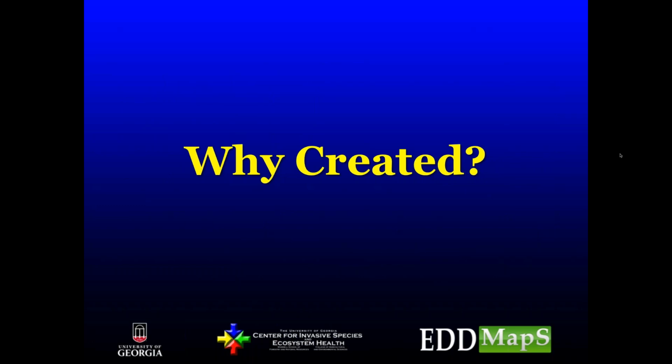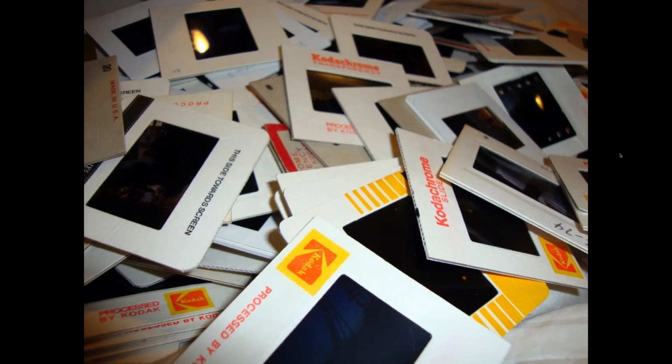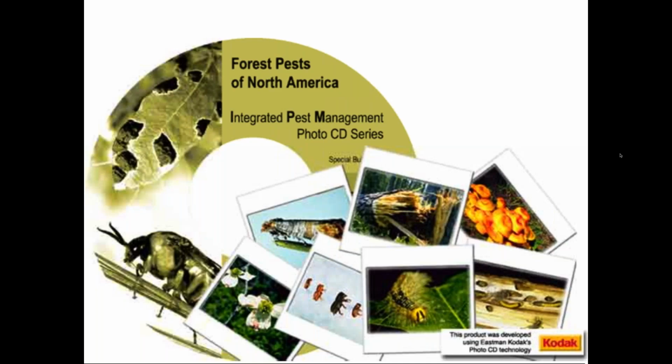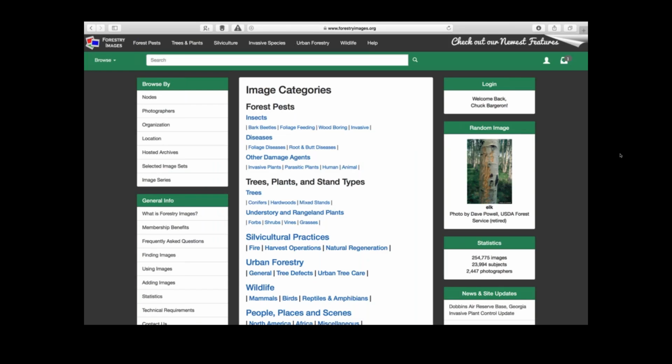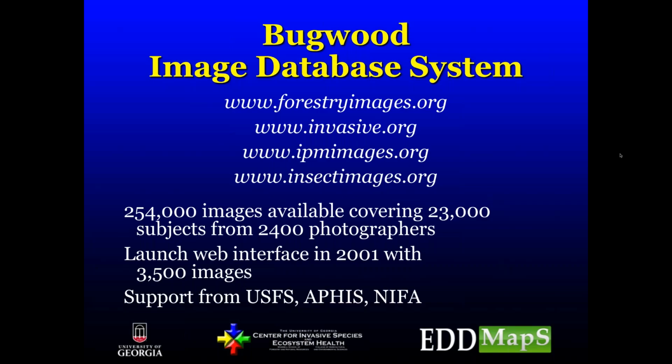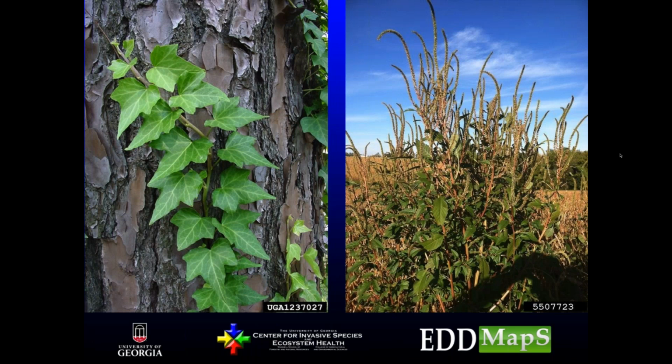So EDDMaps was created starting back in 2005. Our group, Bugwood at the University of Georgia, had a long history of collecting slides, pulling those slides into different products such as photo CDs, or ultimately the Forestry Images website. And since 2001, we've collected over 250,000 pictures that are available through what we call the Bugwood Image Database System. And a lot of that was focused initially on forest health.